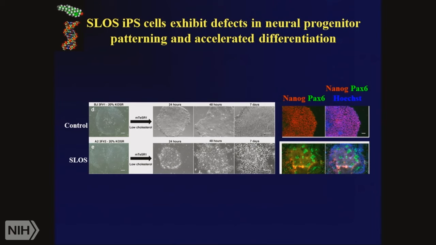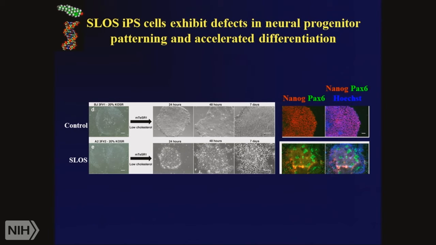And I'm just going to give you an example from the lab of a model system in which we looked at whether it's a defect of cholesterol or due to toxicity of 7-dehydrocholesterol. These are induced pluripotent stem cells that we derived from our patients. And what we found, this is a control line, this is an SLOS line. And you can induce the formation of these pluripotent stem cells.